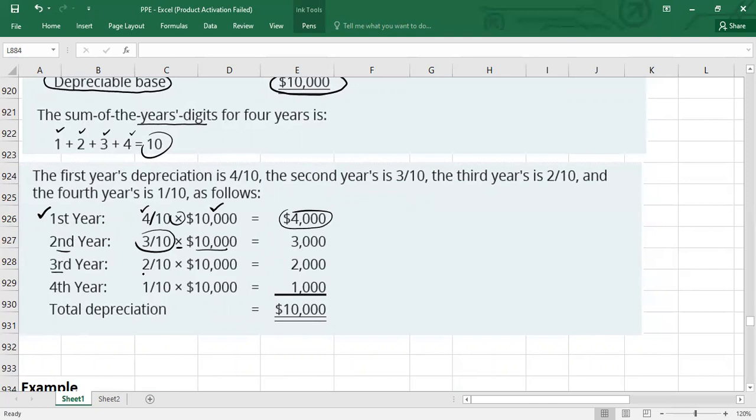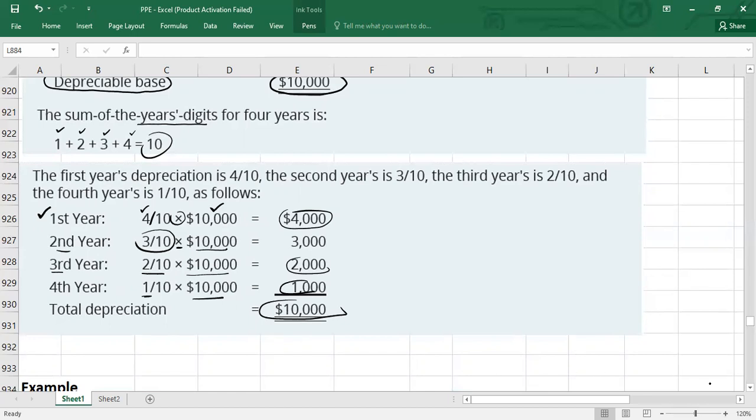In the third year, the remaining life is 2 divided by 10 times the depreciable base, you will get 2,000, and in year 4 the remaining life is 1 year. At the beginning of year 4, the remaining life is 1 year divided by 10 multiplied by the depreciable base, you will get the depreciation expense. This is how you get total depreciation. This is how the sum of the years' digits method works. Please note this method is rarely tested in the CPA exam, but still you should be aware of how it works.